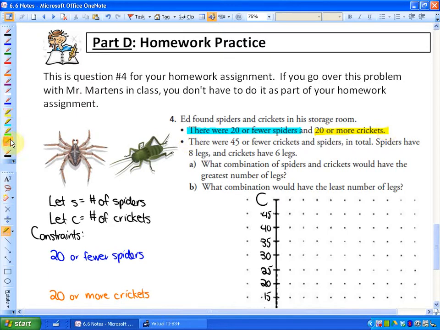Another constraint would be the next sentence. There's 45 or fewer crickets and spiders in total. So in total, he's got no more than 45 insects in his storage room. And a statement of fact: spiders have 8 legs and crickets have 6 legs. That's not a constraint, just a fact. Part A says, what combination of spiders and crickets would have the greatest number of legs? And part B says, what combination would have the least number of legs?